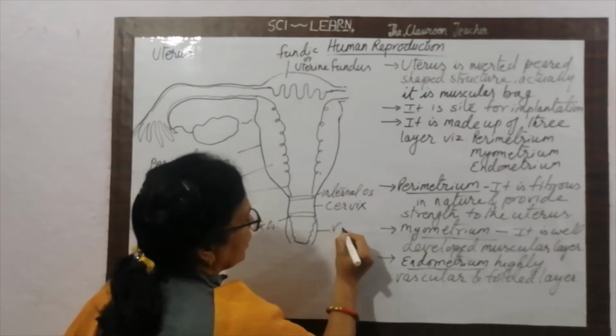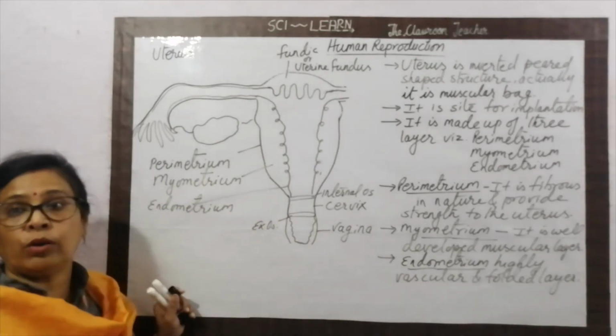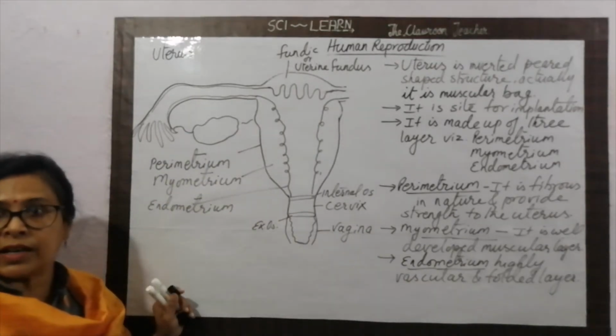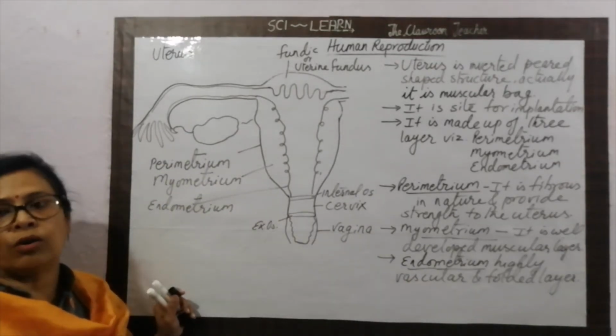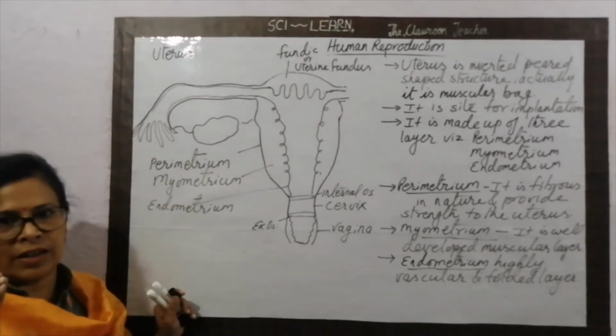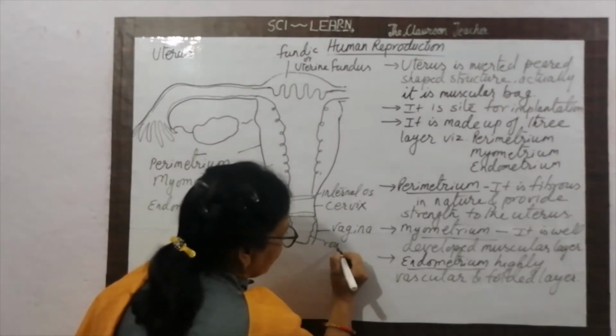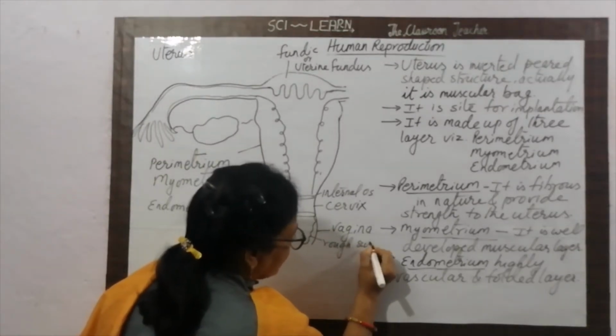This is called the vagina. This is the opening of the uterus. What is the vagina? The vagina is actually the opening of the uterus. This is the muscular part, which is called the vagina, and the inner surface of the vagina is a rough surface.